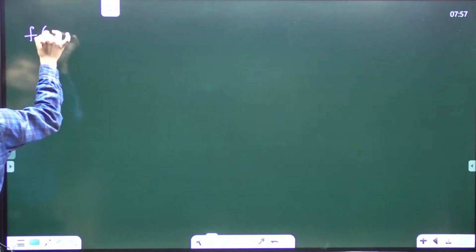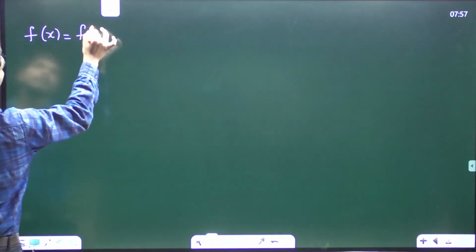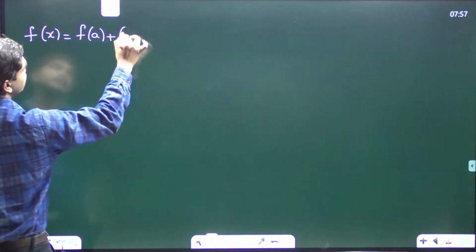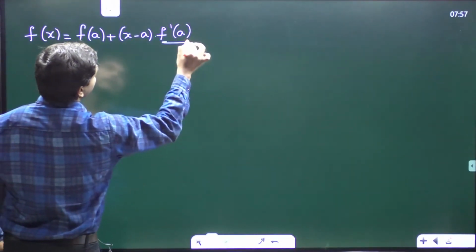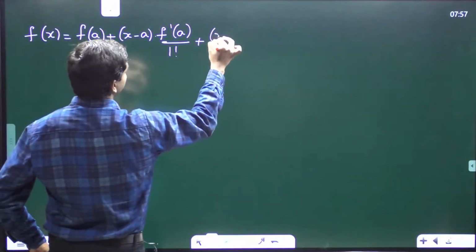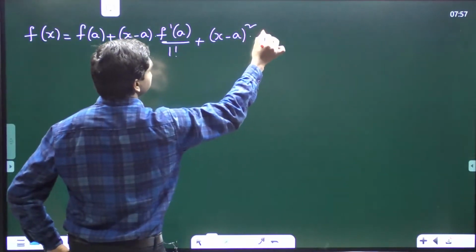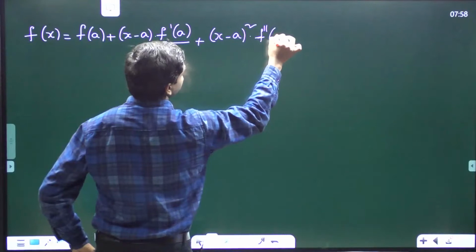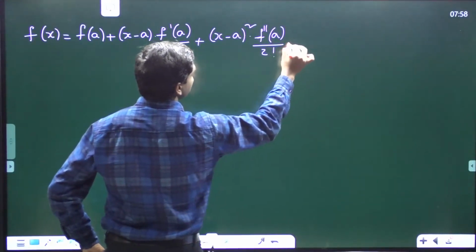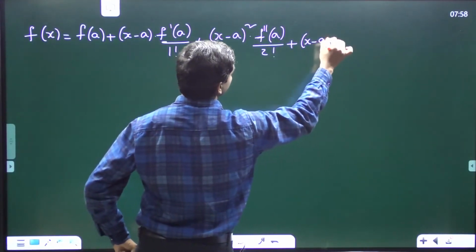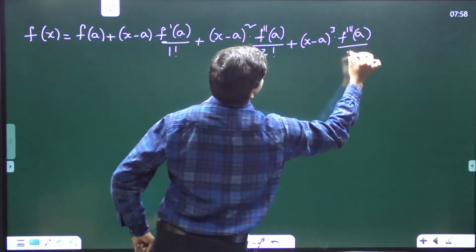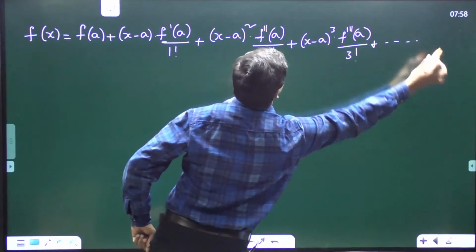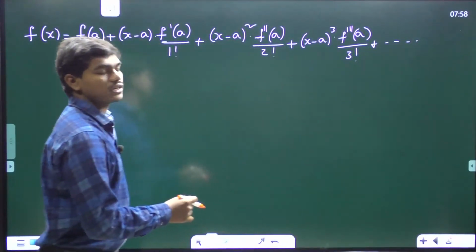Now, the expansion of Taylor series we have is f of x is equal to f of a plus (x minus a) into f dash of a by 1 factorial, plus (x minus a) whole square into f double dash of a divided by 2 factorial, plus (x minus a) whole cube into f triple dash of a divided by 3 factorial, plus and so on. Correct? This is what we have seen.